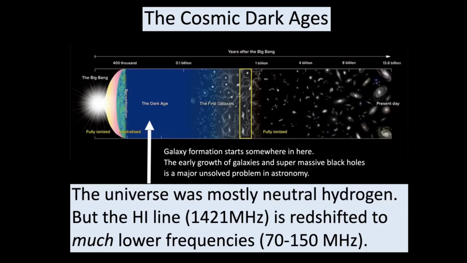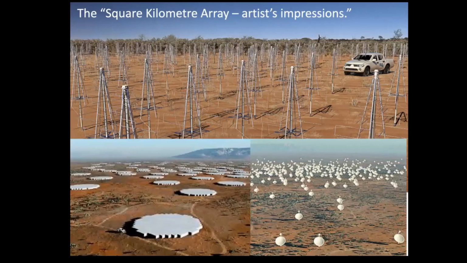So what's currently being designed and prototyped is something called the Square Kilometre Array. These are artist impressions, and basically what that's going to be is vast numbers of very cheap aerials connected together by extremely sophisticated electronics and very, very powerful computers. And the amount of data that will get shifted from these aerials is comparable to today's entire internet traffic.